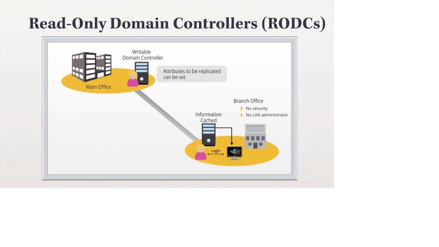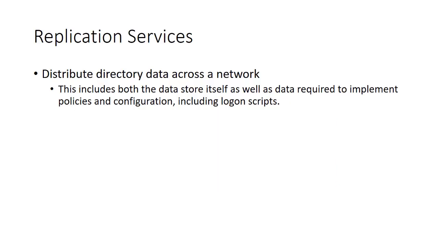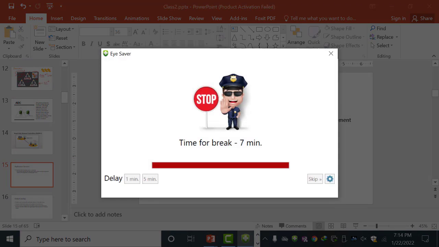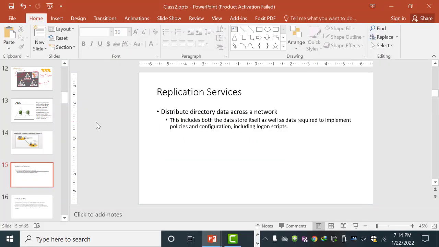So there are three types of domain controller. One is called DC, the other one is called ADC, and the third one is called RODC. I will cover the remaining terminology, like the replication service, in my second video of this part.